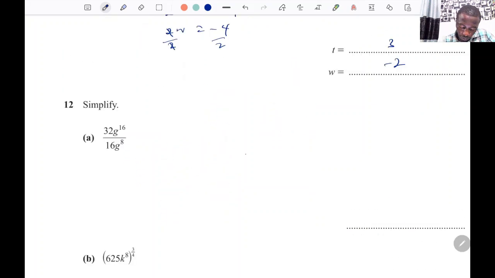So question number 12 says simplify this. How do you simplify this? Well, first of all, we can simplify the number.